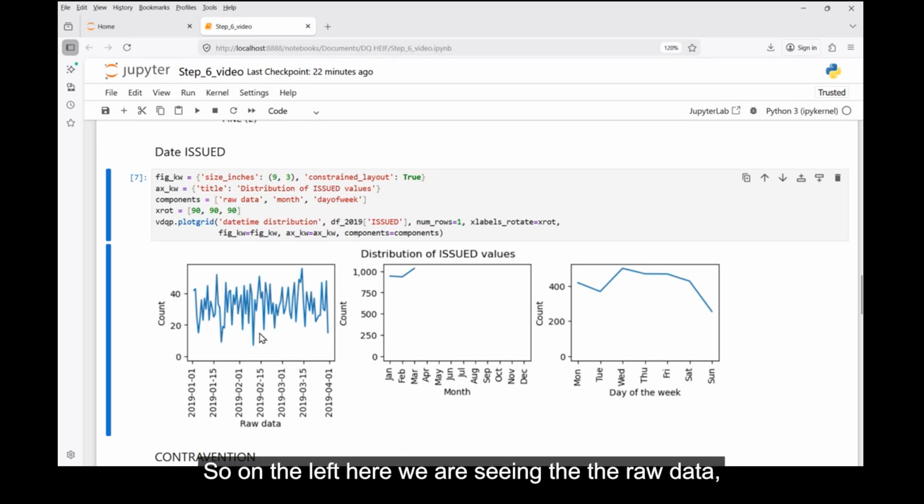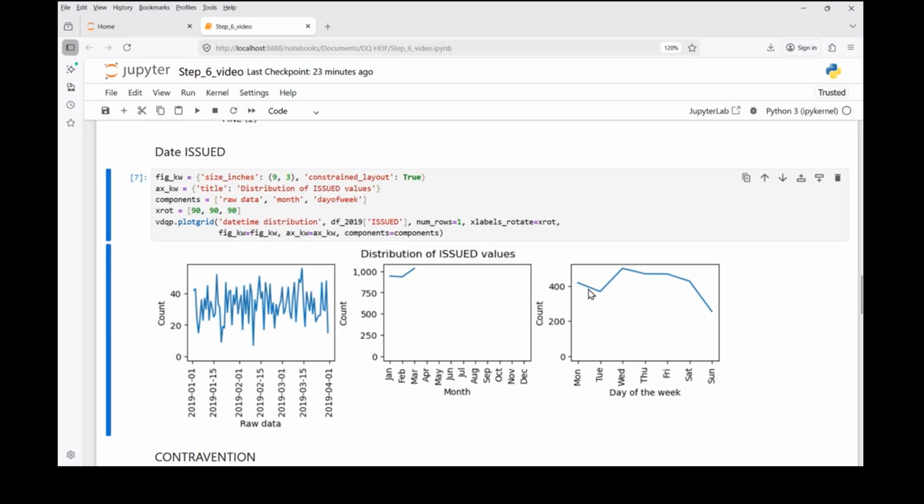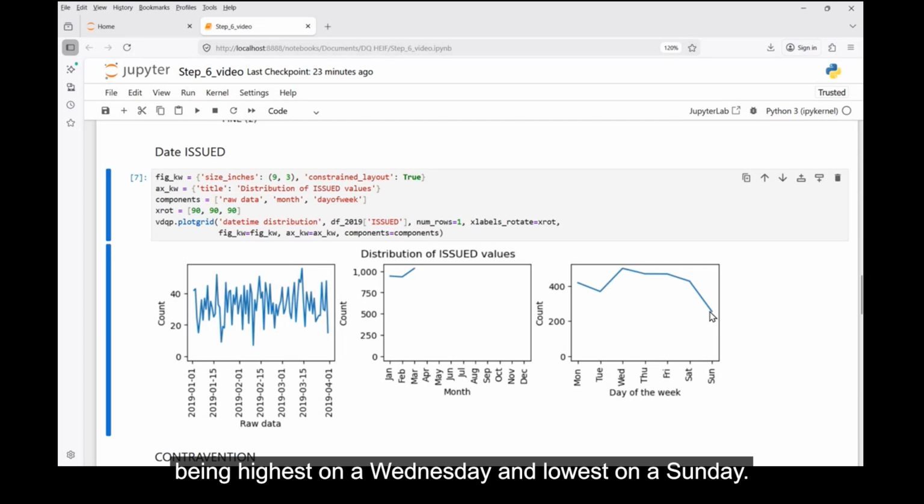So on the left here, we're seeing the raw data, the actual issue dates. We can see some kind of patterns going on here. If you look at the distribution per month, we see that all of the fines were issued in January, February and March, which is what should be the case. And we can also see how the issuing of fines changed across days of the week, being highest on a Wednesday and lowest on a Sunday.